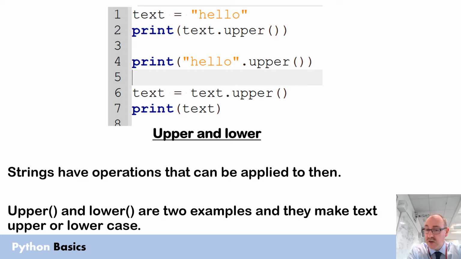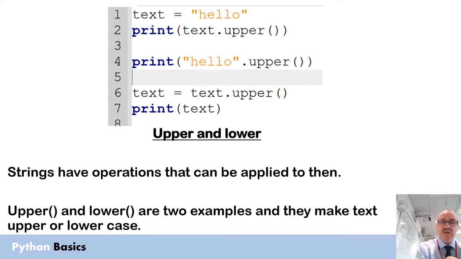Okay, so let's look at upper and lower first. Here I've got 3 examples of using the upper command on the exact same text. So we're going to see 3 different ways of doing the exact same thing. The rationale behind that is, you can code it in whichever way you wish to, but also to properly understand it, you need to see more than one example.